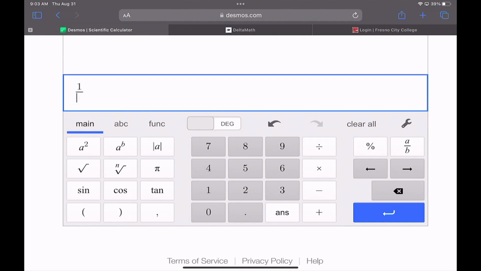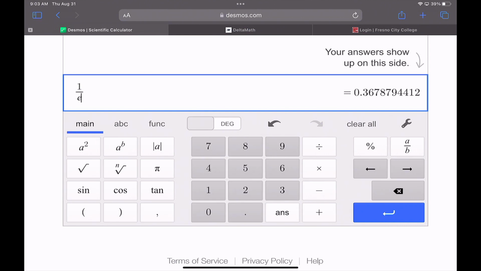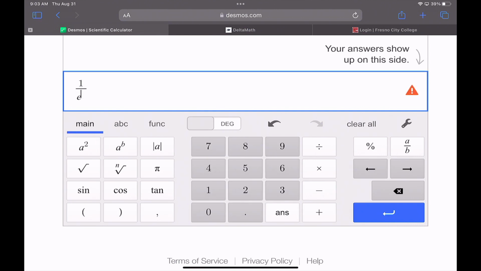1 over... where's E? Biggest number you can think of. Pretty much 0. It's not 0, but it's pretty much 0, right? It's so close to 0 that the calculator's like, you know what? I'm not going to even mess with that anymore. It's 0.